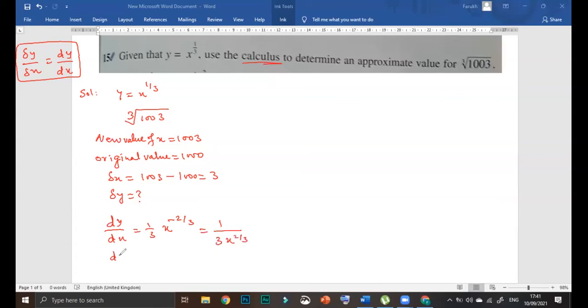We will put the original value of x into this expression for dy by dx. 1 over 3 times 1000 power 2 by 3. The original value is 1000. What is the final answer? Please use a calculator to find out.